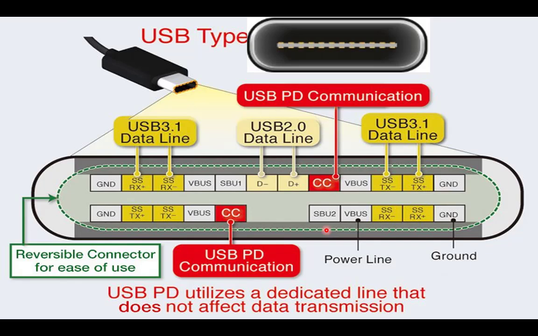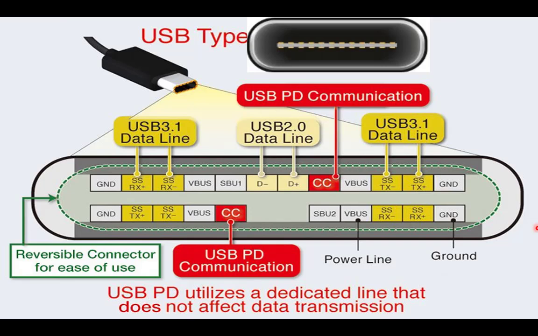For the power communication, they added one line, called the CC line, the configuration channel. Then one more line they use, called SBU, for video communication. So the Type C port we can use for data communications, audio, network, video, power, anything. It's a multiple-purpose port, and there is no need to use an additional network card, additional audio, or additional video.